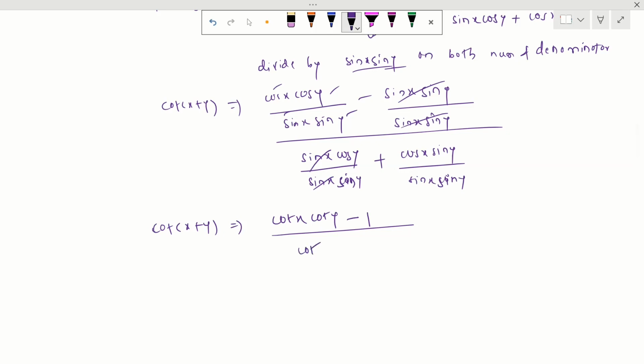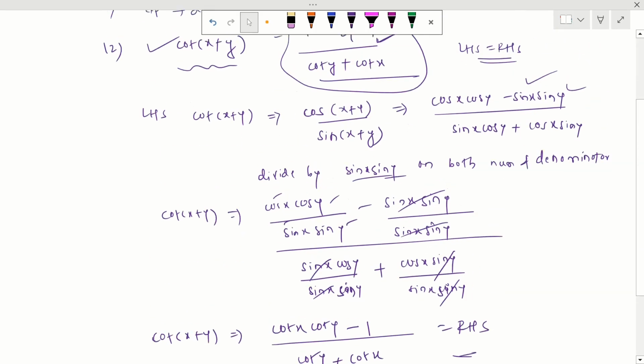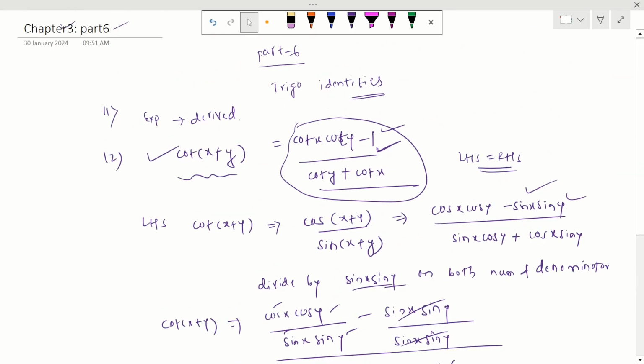Cos and sin y is what? Cot y. And now in the second term, we have cos x sin y, and sin y will get cancelled, and plus cos x divided by sin x is what? Cot x. Okay, so now it is proved, therefore it is equal to RHS, right? So this term is LHS and this term is RHS.